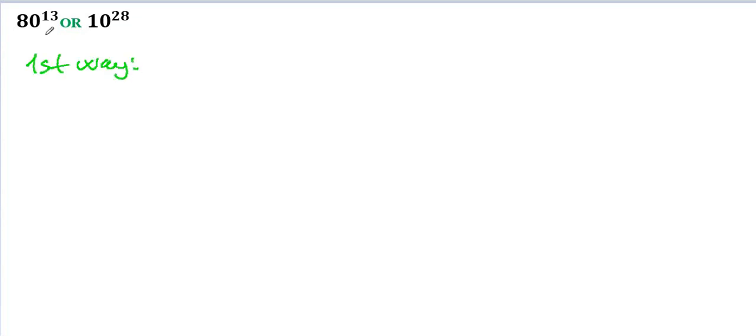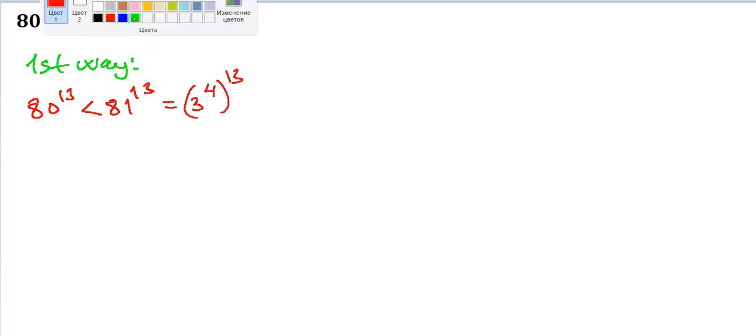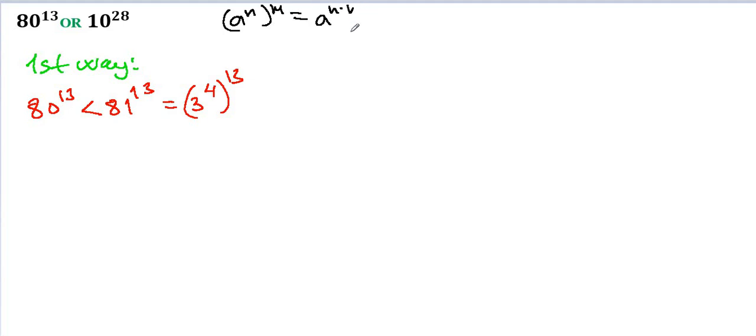So here I'm going to start from 80 to the power of 13. Let me rewrite it as it is, 80 to the power of 13, and this one is strictly less than 81 to the power of 13, and I can express 81 to the power of 13 as 3 to the power of 4, all to the power of 13. By using the following formula, we know that a to the power of n to the power of m is always equal to a to the power of n times m. So therefore, using this formula, I can express the last expression as 3 to the power of 52.